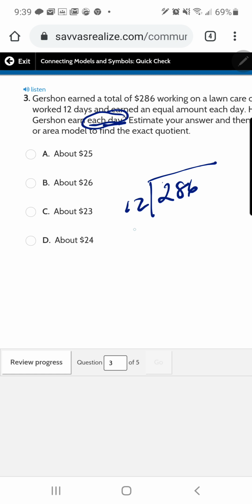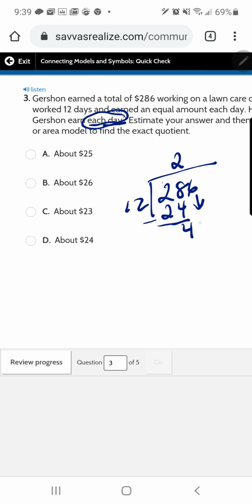So 2-digit divisor, right? 3-digit dividend. We're going to divide 2 digits at a time from our dividend. How many groups of 12 can I make with 28? 2. I'm going to put it over the 8 because I'm dividing both the 2 and the 8 by 12, not just the 2, okay? So very important where you place that number in your quotient. So 2 times 12 equals 24. Find the difference and you get 4, right?